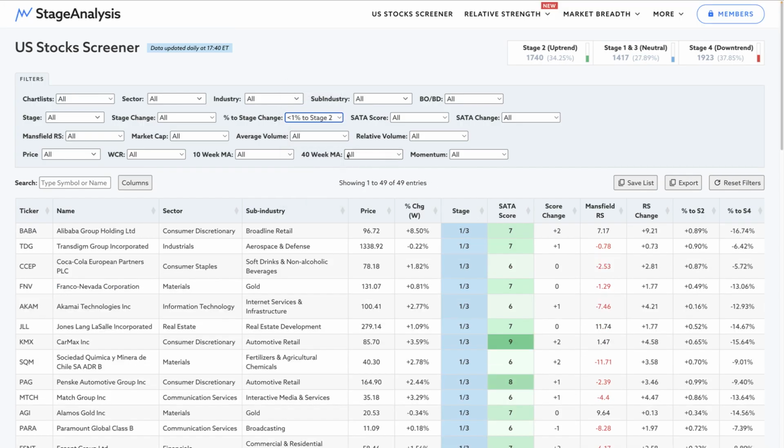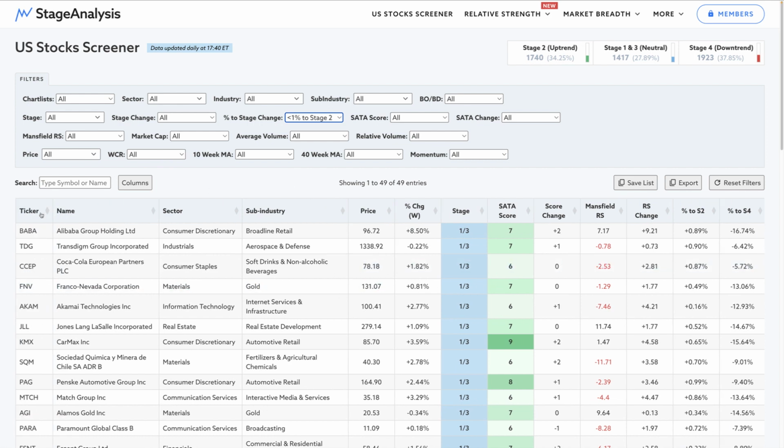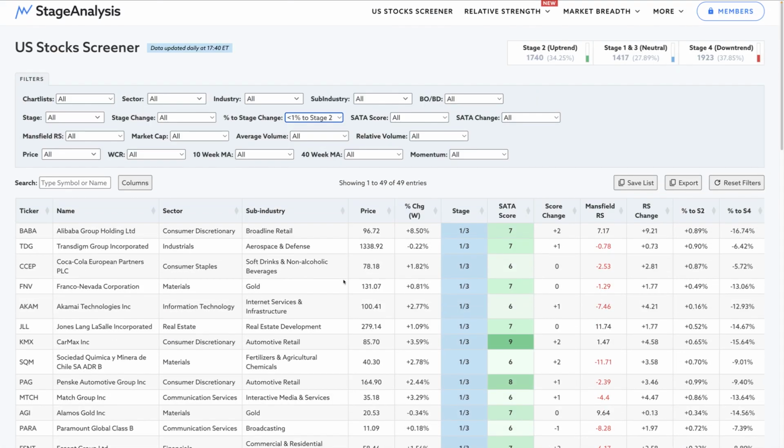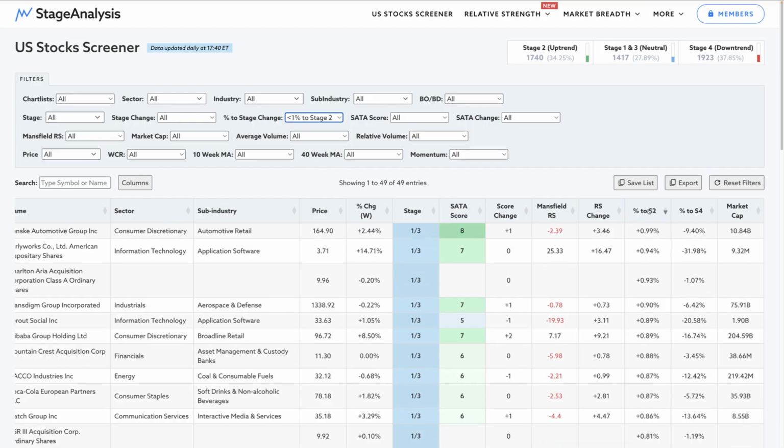And then we have columns down here to the right hand side. So if I pull this across here so you can see them at the moment. On the default view, when you load the page, you get these settings. So in your column settings here, if you reset them, that's the default settings you've got. So I've added the % to S2 and % to S4 into here, so you can see we've got less than 1% to stage 2 at the moment. So if I click through these, they're all in the 1% range.